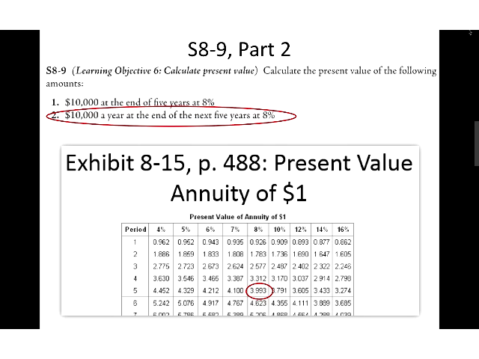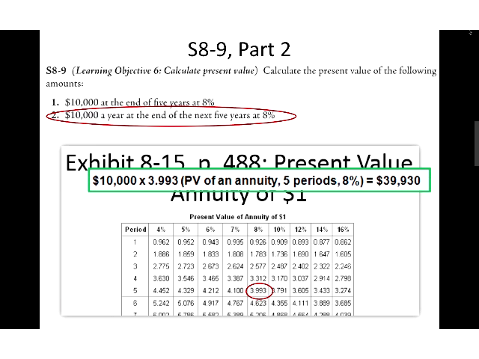What we're going to do with that then is we will take our $10,000. We always take the amount of the annuity, the $10,000 times the 3.993, and we get $39,930. And that's the present value of that annuity. That annuity, we're getting $10,000 every year for 5 years. You cannot just take 10,000 times 5. You need to figure out what it's worth in today's dollars.